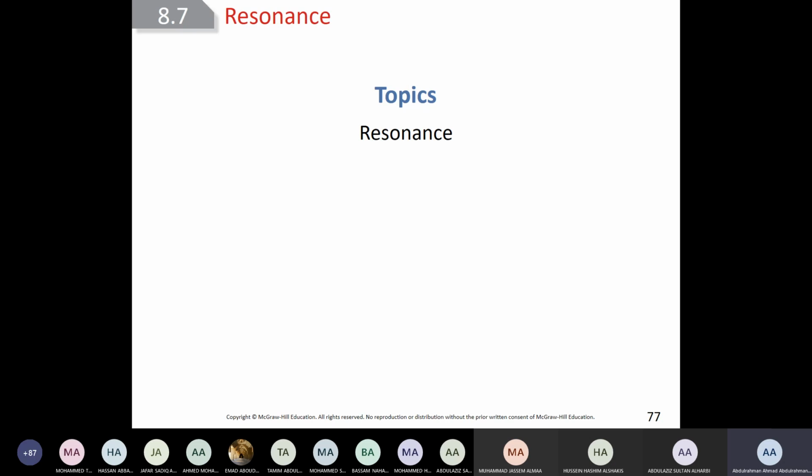Resonance. What's resonance? I'll tell you. For example, let's draw the structure of the CO2 molecule. I want you to draw the Lewis structure of CO2. Again, carbon has how many valence electrons? 4. Oxygen has 6, times 2. Total: 16.